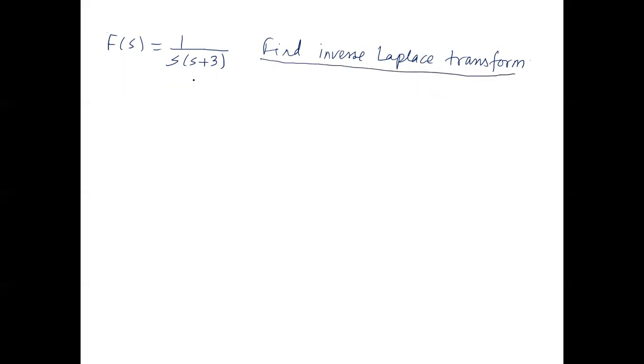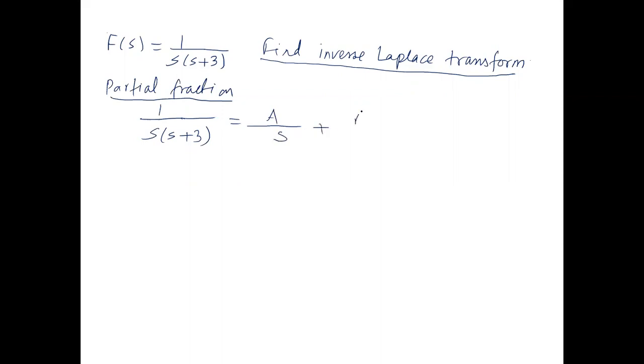Okay, so first of all, use the partial fraction method. You get two fractions here because you have two factors. So 1 over s plus 3 equals a over s plus b over s plus 3, right? So what are the factors of this? What are a and b?